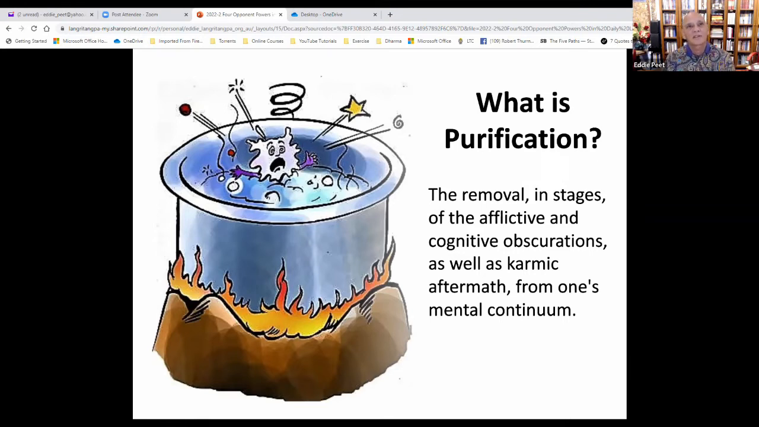The knowledge that you could have to be sure that purification actually works is the knowledge that the mind is naturally pure. That's always been the case. So in other words, the afflictions, whether cognitive obscuration, and the karmic aftermath too, none of that is inherently existent. None of it truly exists. And so the mind is naturally free of it.